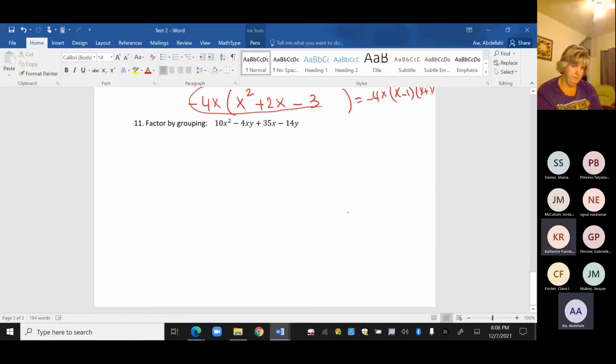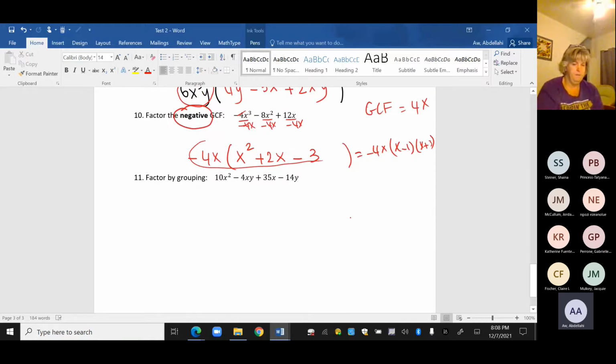Now we said factor by grouping. So we're going to group neighbors with neighbors. These 2 together, these 2 together. What GCF do I see from only the first 2?